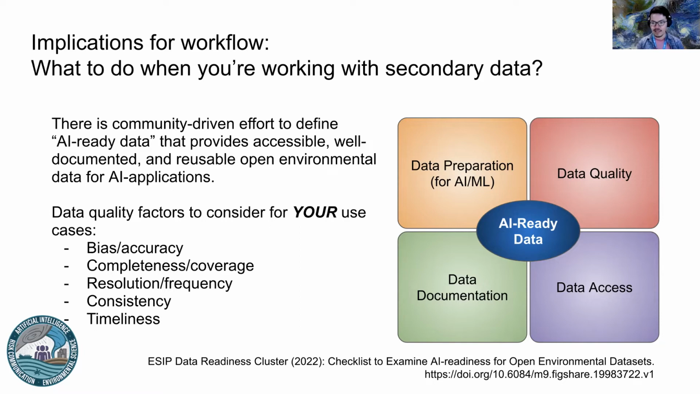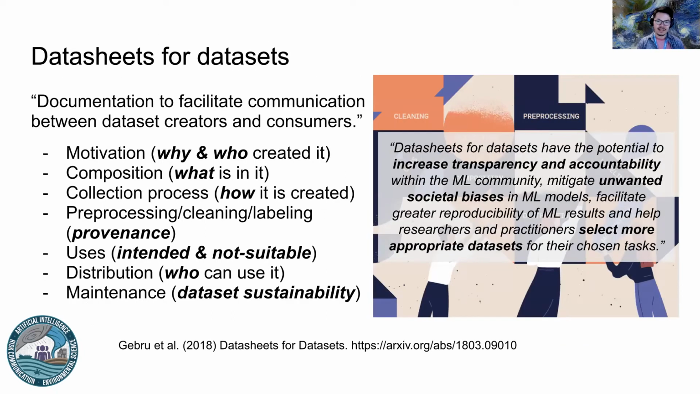So if you're interested in the AI readiness checklist that we just released this year, you can go to the DOI link that I put on the slides. And there are other ongoing efforts within the machine learning and computer science community to document and share information about those data, to make sure people understand what data they're getting into and how this can affect downstream model development applications. For example, this one developed in 2018 called Datasheets for Datasets, by Timnit Gebru.